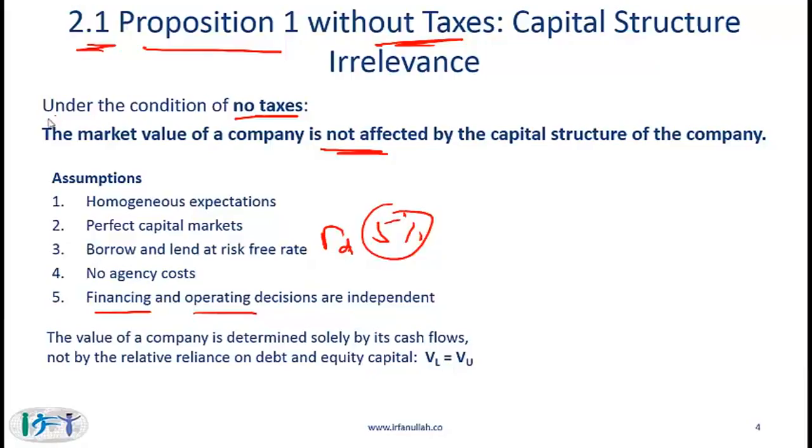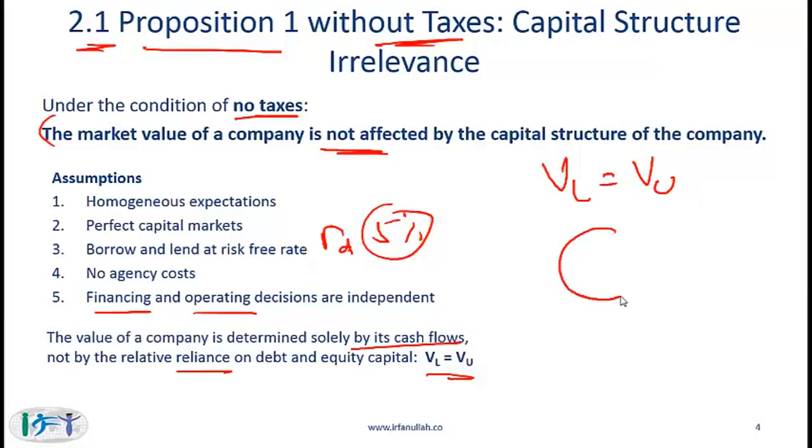Effectively, what this proposition then says is that the value of a company is determined solely by the cash flows and not by the relative amount of debt or equity. And you will see this expression, VL is equal to VU, which is saying that the value of a levered firm is equal to the value of an unlevered firm. And the curriculum gives the example of a pie.